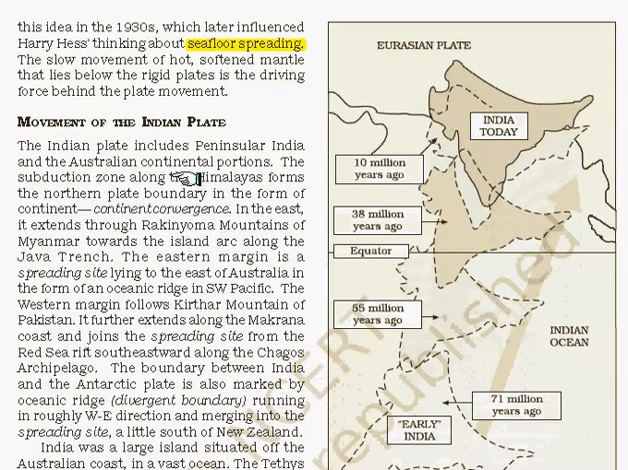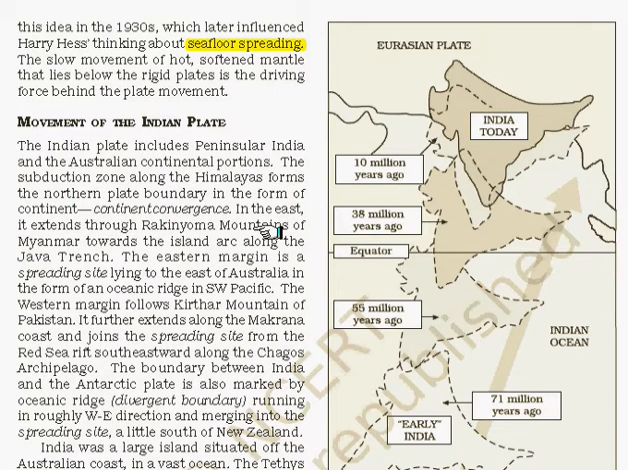Now we will see how the Indian plate moved. So Indian peninsular plate and Australian plate continental portion were joined before. So after the subduction zone along the Eurasian plate, the Himalayas were formed on the northern plate boundary.